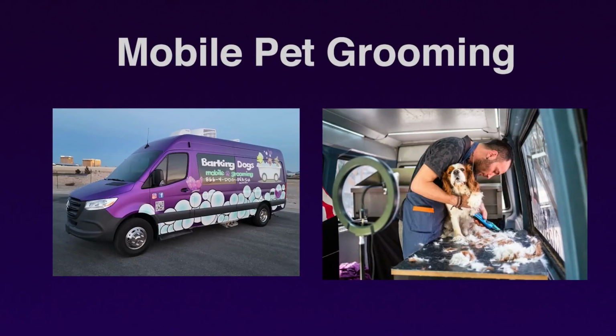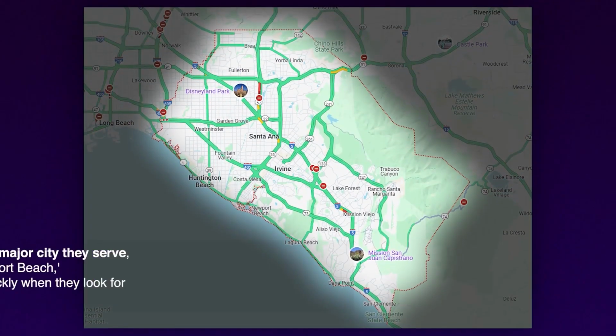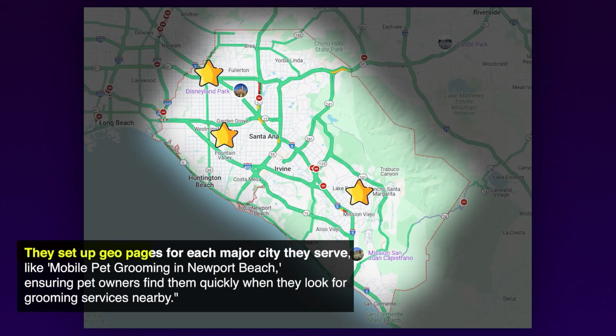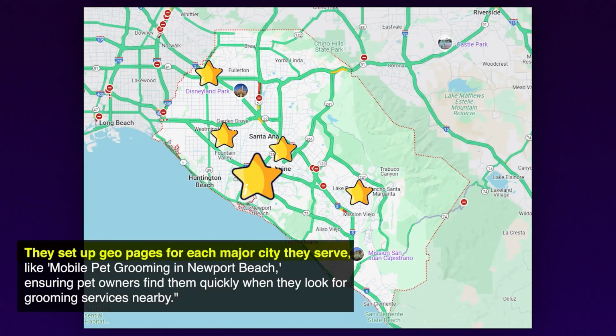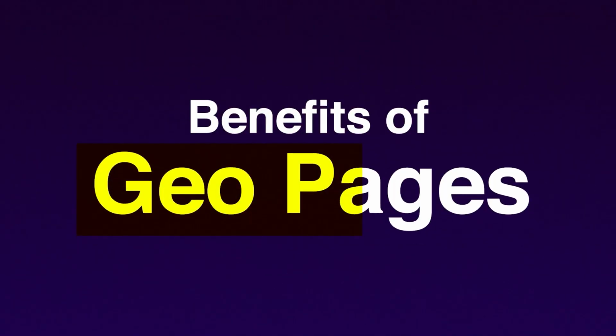Another example is a mobile pet grooming service that operates, let's say, throughout Orange County. They set up geo pages for each major city they serve, let's say mobile pet grooming in Newport Beach, ensuring pet owners find them quickly when they look for grooming services nearby. This is how geo pages work in a nutshell. Now let's quickly see some benefits of geo pages.